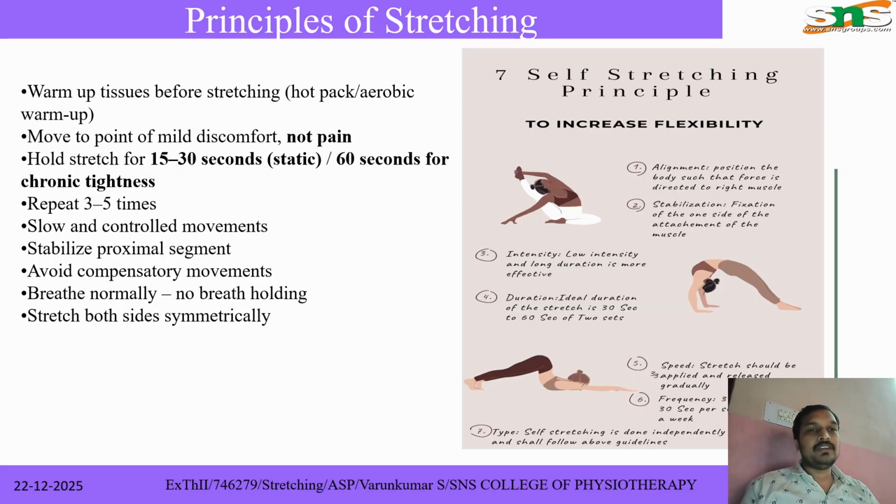So the principles of stretching. Warm up the tissues before stretching by means of a hot pack or aerobic warm-up. Then move to the point of mild discomfort, where the patient should not feel pain, and hold the stretch for 15 to 30 seconds. It is a static one. Then 60 seconds for chronic tightness. Repeat this 3 to 5 times.